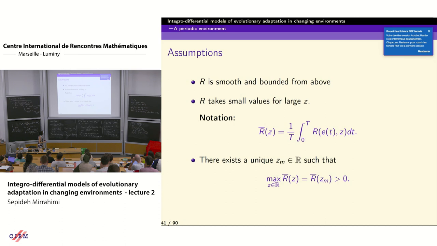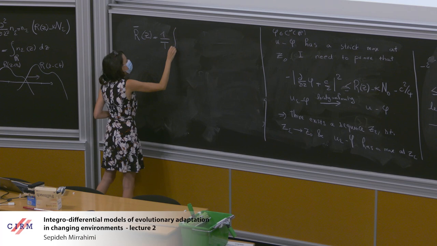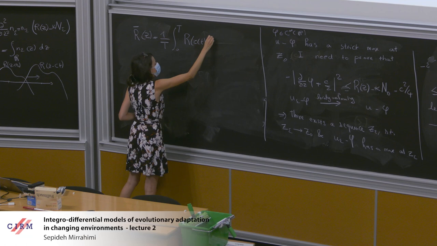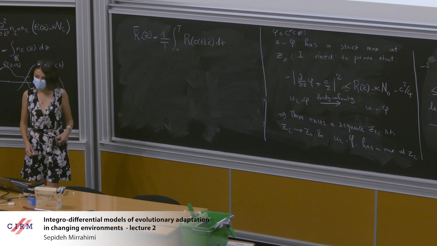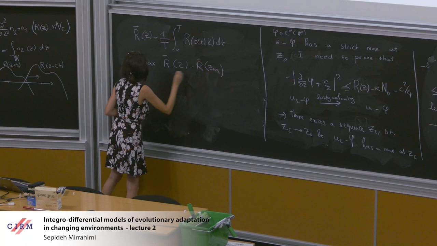And the assumptions that we make is that the function R is smooth, and it is bounded from above. And we also make this notation, which is R bar of Z is the average of R over a period. And we assume that there exists a unique maximum point Zm for this average function. So R bar of Z is equal to 1 over T integral of R of E of t, Z dt. So T, capital T, is the period. And we assume that the maximum of R bar is attained at the unique point Zm. Okay?